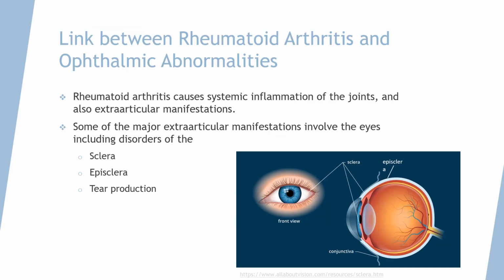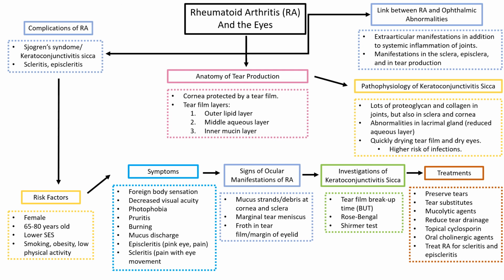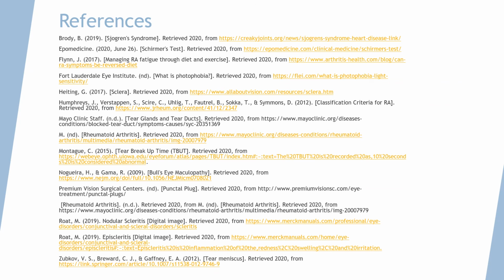So for recap, rheumatoid arthritis and ophthalmology are quite closely linked. Rheumatoid arthritis can cause systemic inflammation of the joints and involve the eye as a part of extraarticular manifestations. This includes the inflammation of the sclera and the episclera, and also cause keratoconjunctivitis sicca by affecting tear production. This is a flowchart summary of everything we've covered today. And these are the references of all the resources that we used to put this presentation together.